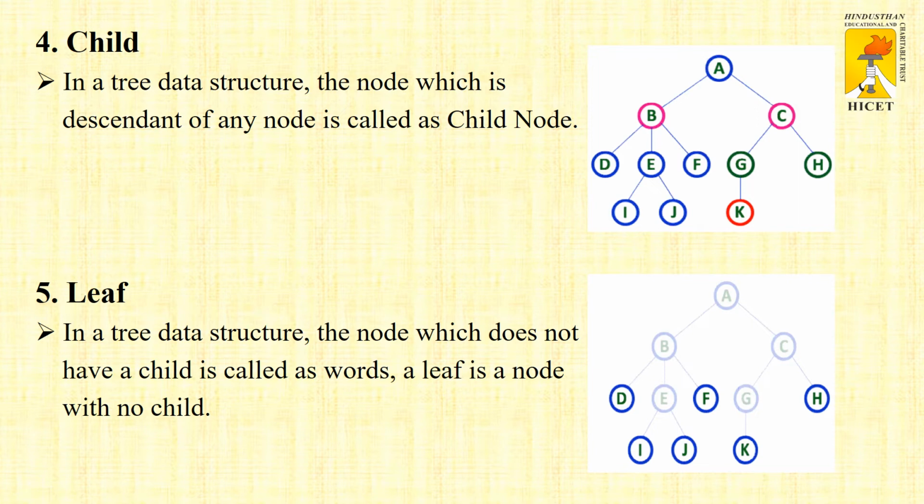The next terminology is leaf. The node which does not have a child is called a leaf node. On the right side I have an example. Node D does not have any children. There is no left child and there is no right child. So D is a leaf node. Similarly, I, J, F, K, H, these nodes do not have a child. So these nodes are called leaf nodes.